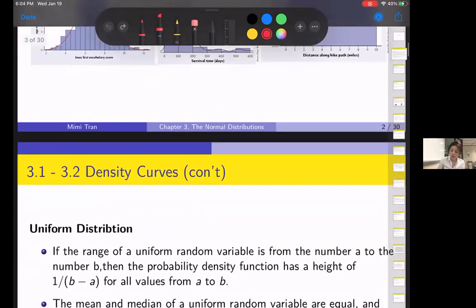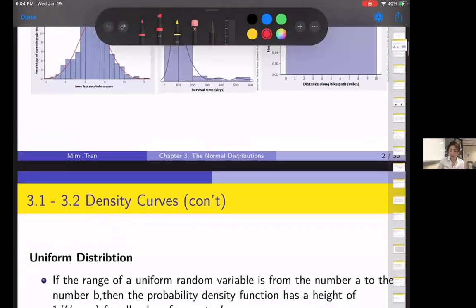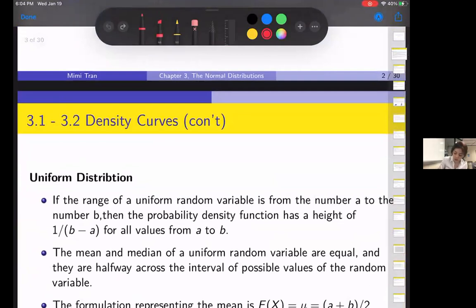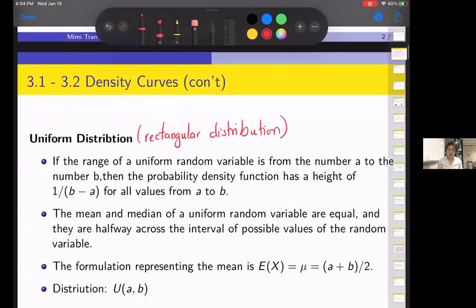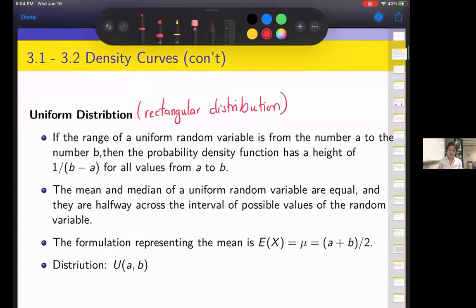Before we jump into the normal curve, I want to introduce the uniform distribution, which sometimes they call the rectangular distribution. This is the simplest distribution of all continuous variables. Normal and uniform are continuous variables, whereas binomial is considered a discrete variable.